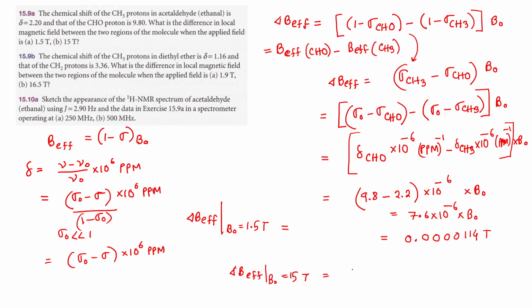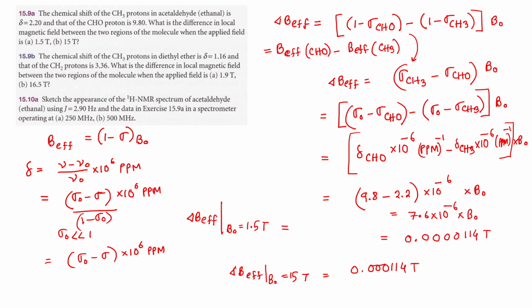This is the difference between them, and obviously delta B effective at B0 of 15 Tesla would be 10 times more than that. That is not much big, right? One zero would be gone. So something like this you're going to have. So the same theory you would be able to solve 15.9b, right? Great. So what about 15.10a?